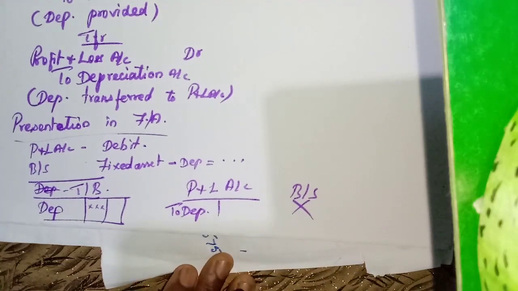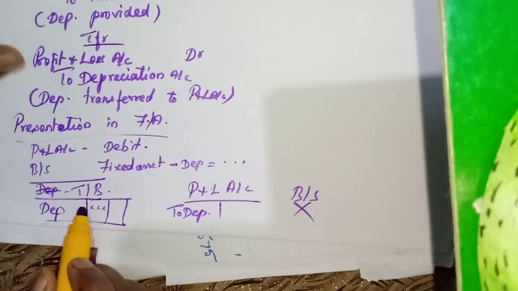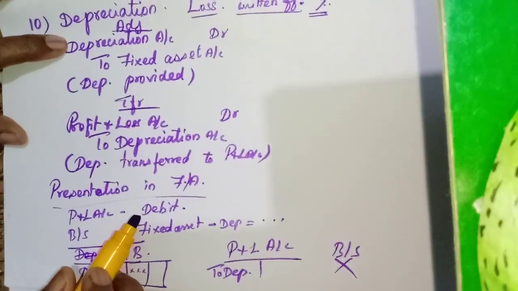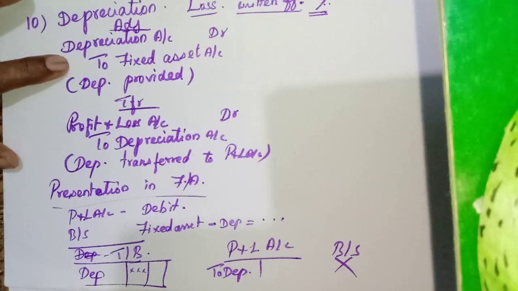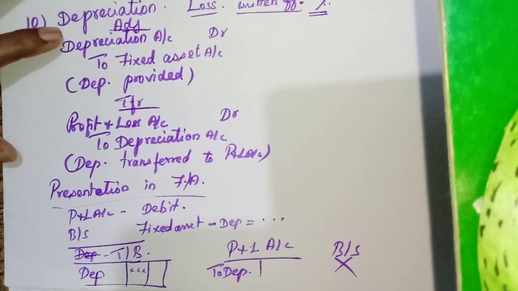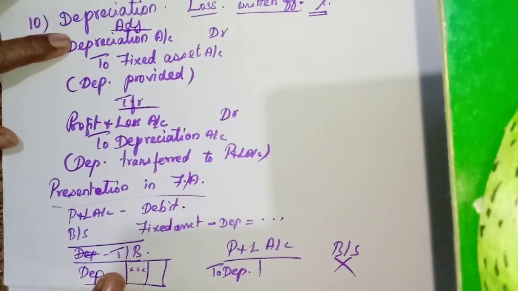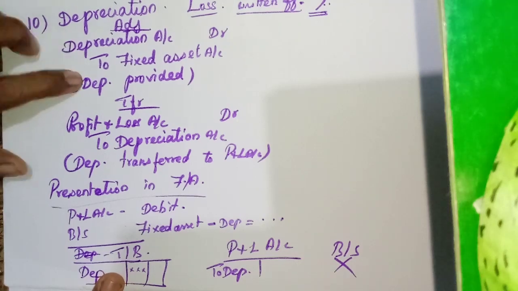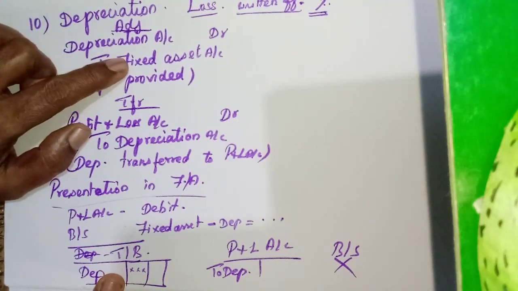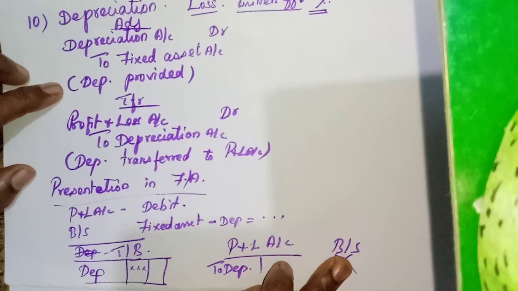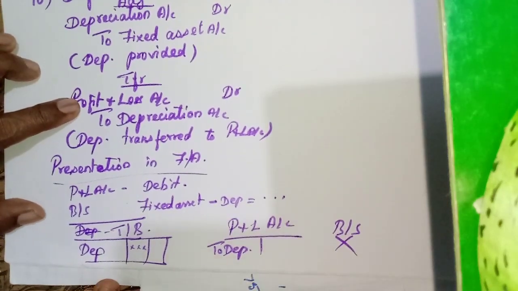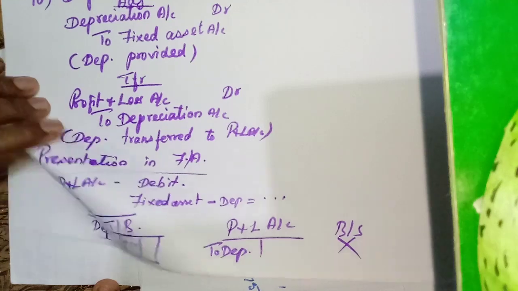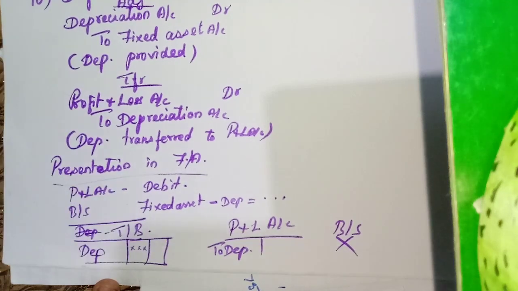If it is shown in the trial balance, that means they have made the adjusting entry. Adjusting entry is depreciation account debtor to fixed asset. That is why it is shown on the trial balance. So already the fixed asset is deducted. So we should not show it on the balance sheet, but we have to show it only in the profit and loss account. So now we will do the problem, 10th problem.